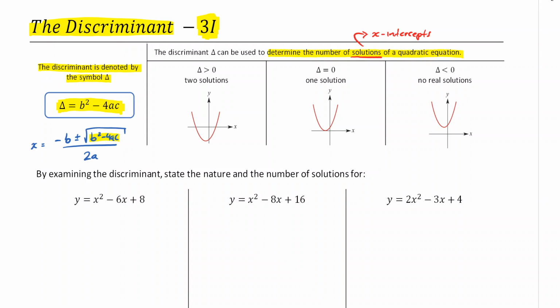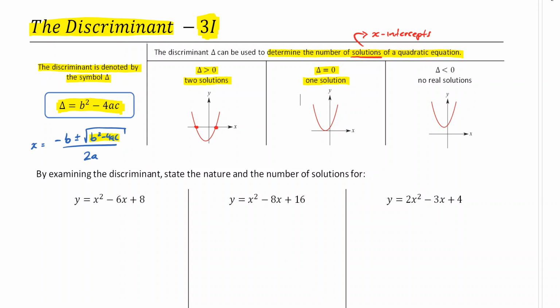So let's now look at the three options we'll have before us. If our discriminant is greater than 0, it means we're going to have two solutions. And remember, a solution is just an x-intercept. So it means we will have two x-intercepts. So when our discriminant is greater than 0, we'll have two x-intercepts. If our discriminant is equal to 0, it will have one solution.